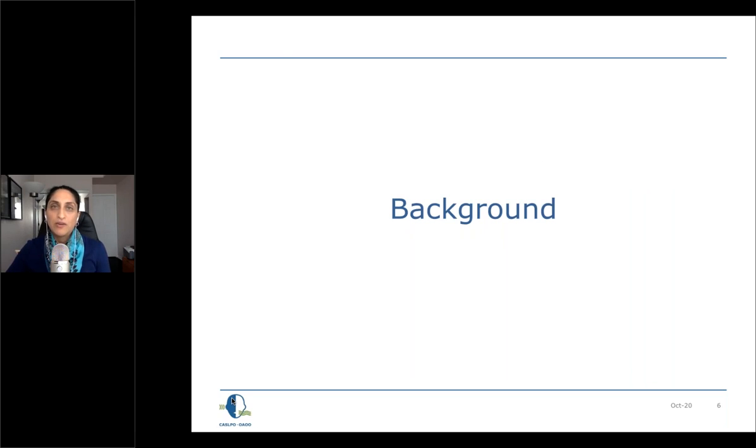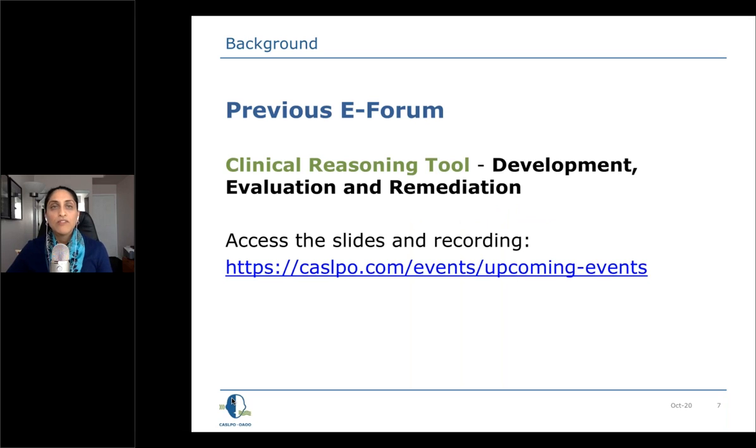So let's get right into the background information. We do have a previous e-forum on the clinical reasoning tool that we did last year on development, evaluation, and remediation. That session is more about how the clinical reasoning tool was developed and how it's being used in the quality assurance program. Today's session is, of course, about how we're implementing the clinical reasoning tool in the mentorship program. And today's session is for you as mentors to help you use the clinical reasoning tool in mentorship with your mentees.